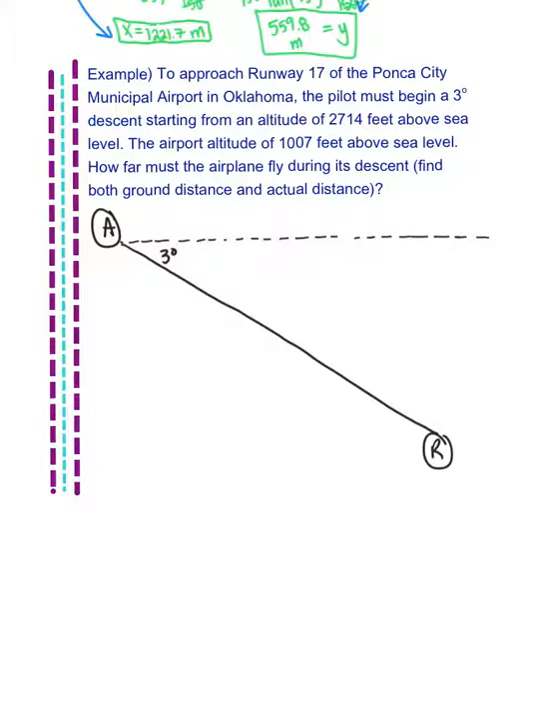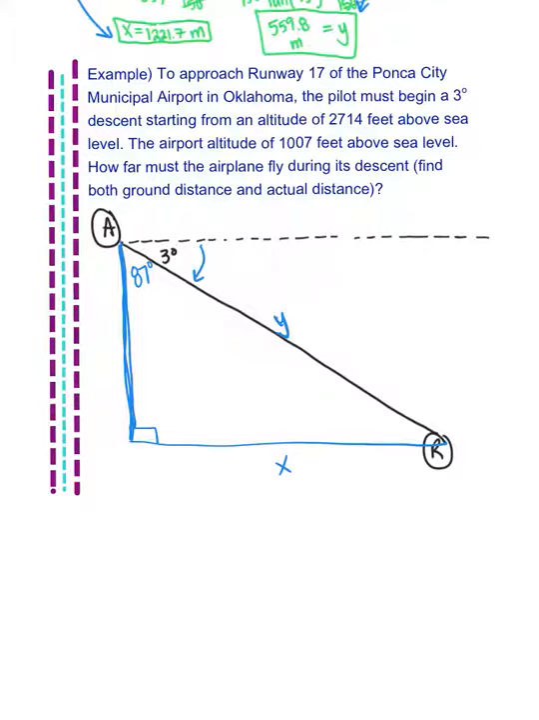So it looks like they want, if I were to draw what they're asking for, they're going to give me this altitude, but they want this ground distance to get to the runway or the airport, and they also want that actual distance, that would be the vertical distance. So they want both x and y. So I've got this angle of depression of 3 degrees, which means if I take 90 minus 3, I know this is 87 degrees right here.